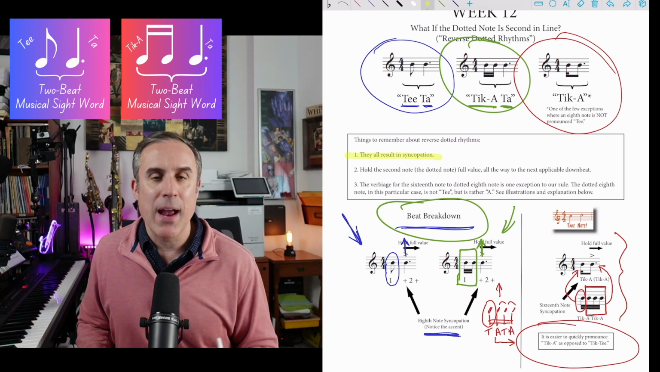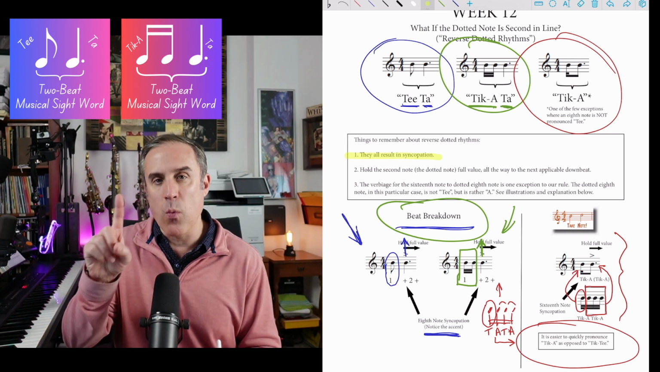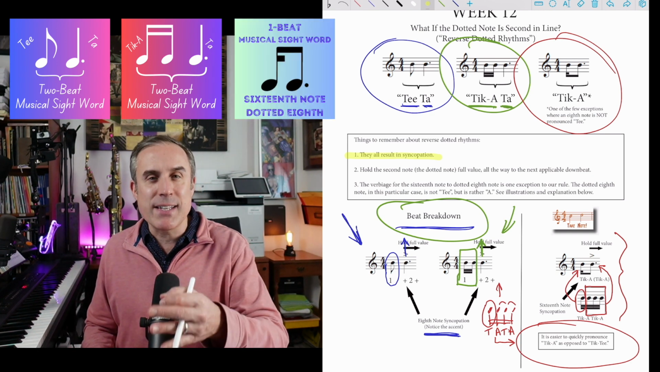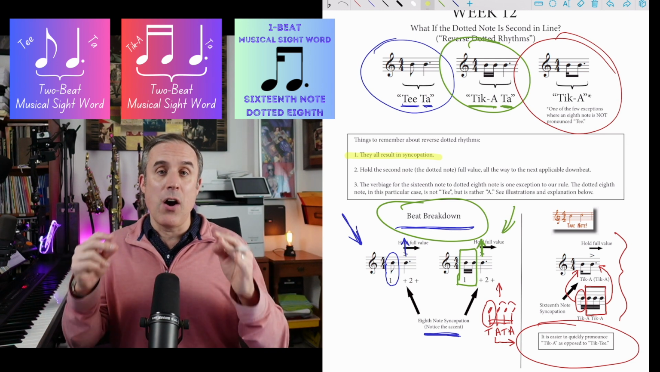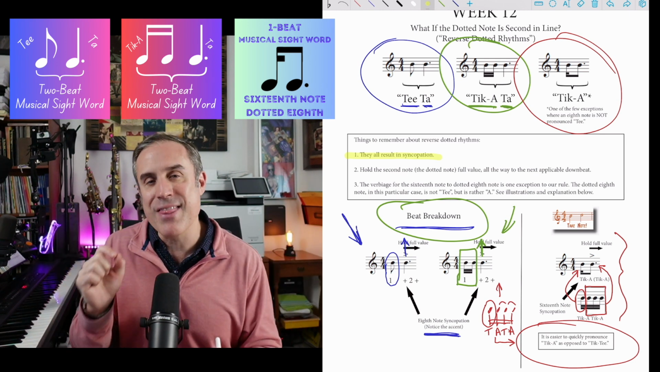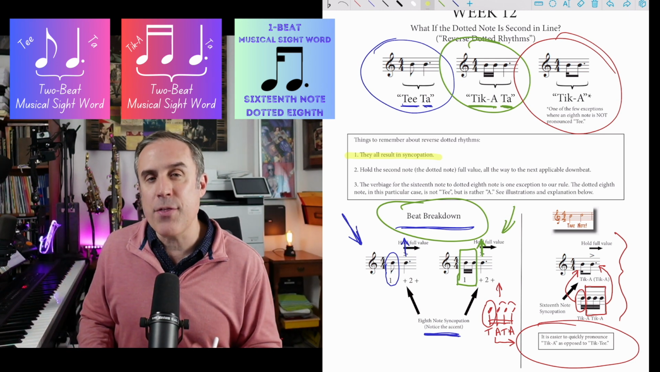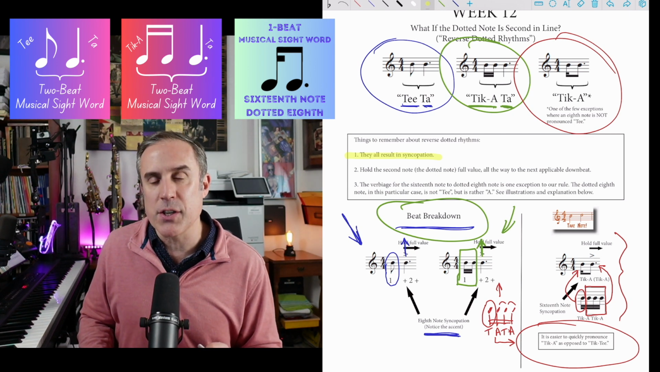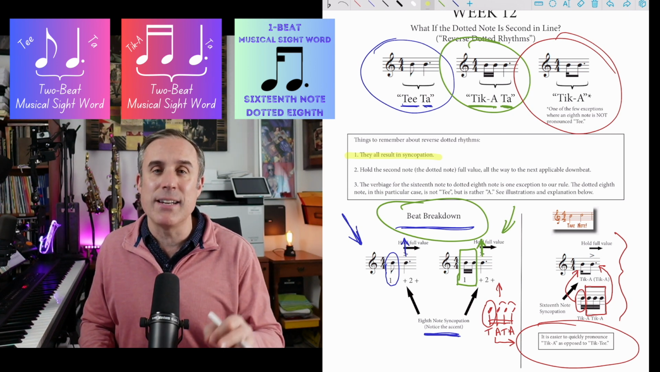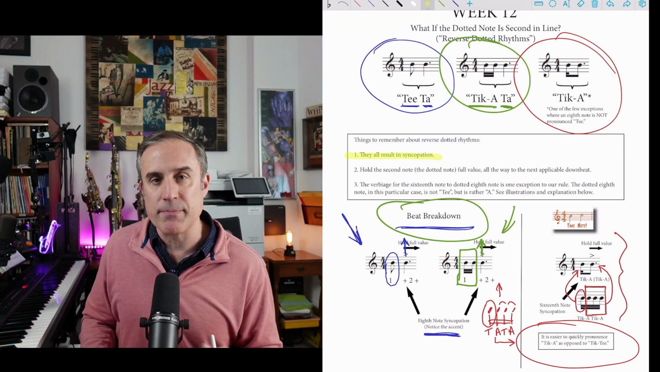the upbeat. And then our final motif for today, a 1-beat rhythmic pattern, is the 16th note to the dotted 8th note, which is Tik-A, Tik-A, Tik-A, Tik-A, and that one results in 16th note syncopation, which is why we ever so slightly change the verbiage for this one to remember that that is indeed 16th note syncopation.